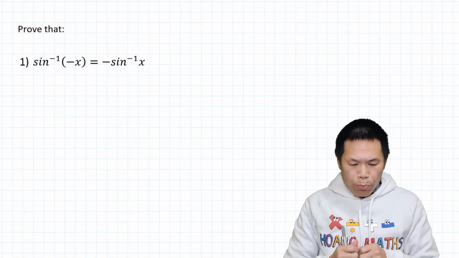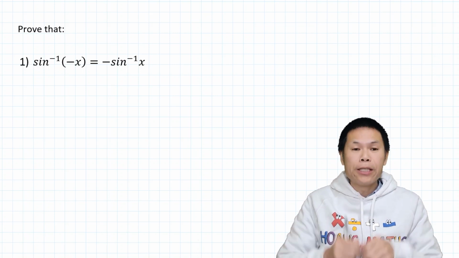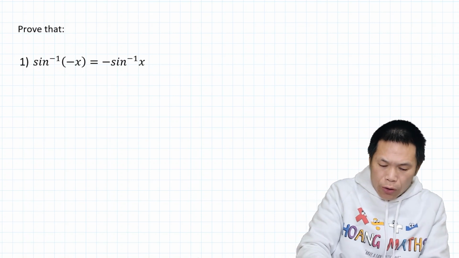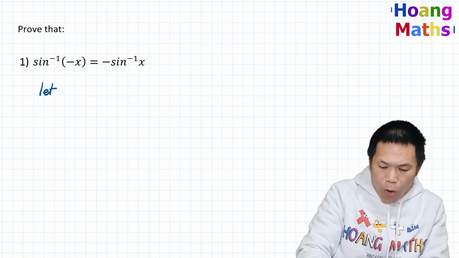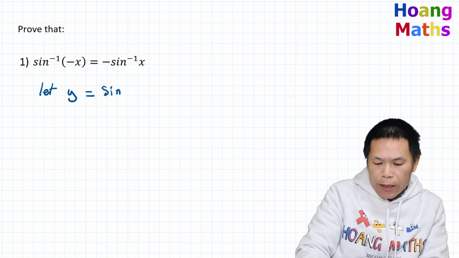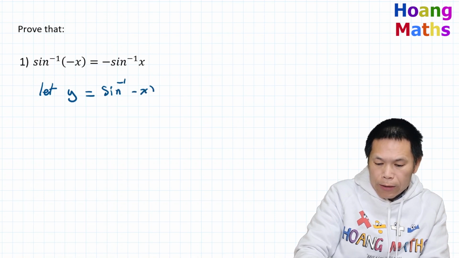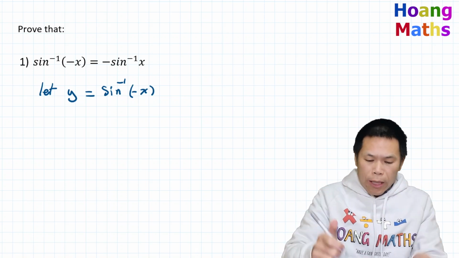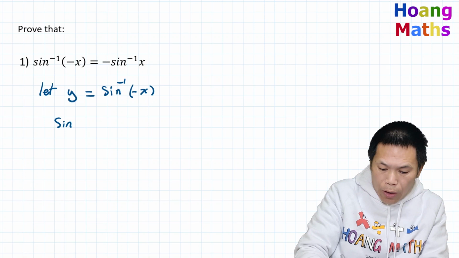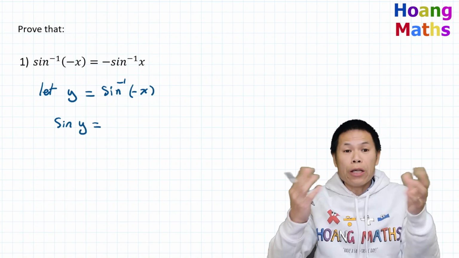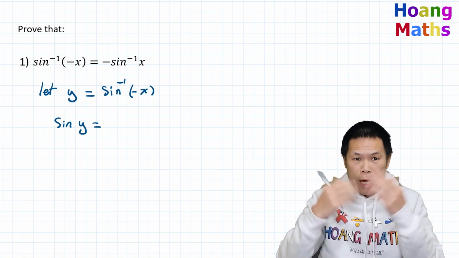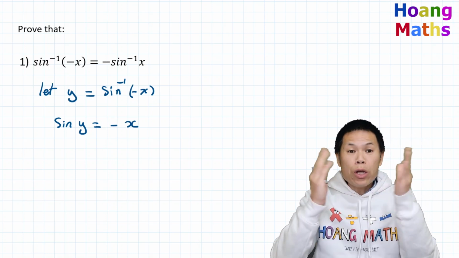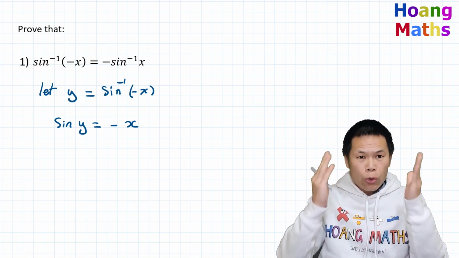First one. To prove sine inverse of negative x is equal to negative sine inverse of x. So first of all, let y be sine inverse of negative x. Now if I take sine on both sides, this means sine of y equals sine of sine inverse of negative x, so we cancel the sine out. That becomes negative x. And we know that sine of y is equal to negative x.